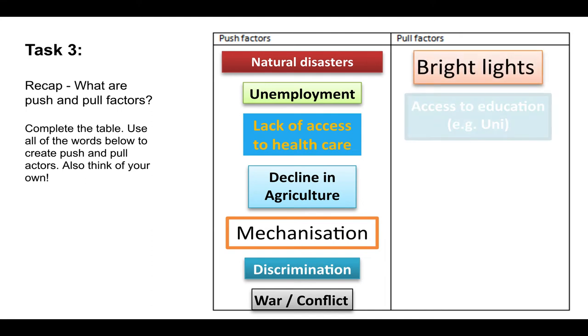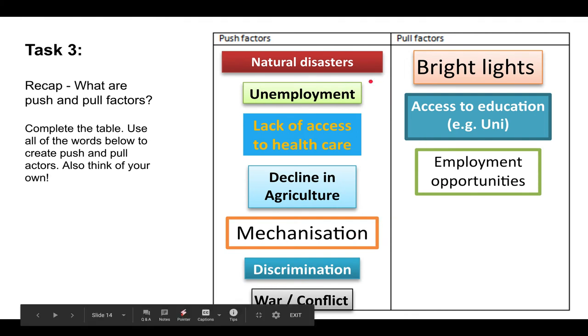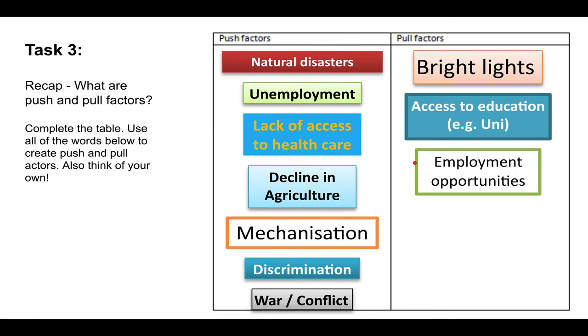Bright lights, we discussed that already. Access to education, wanting to have the opportunity to go to the right school or the best universities might draw you into any city. But of course, as we've mentioned, London has lots and lots of world-class institutions in terms of universities. So that's quite a big one for a lot of people moving to London. Of course, the opposite of unemployment is going to be employment opportunities. Where there are plenty of opportunities, people will go there.